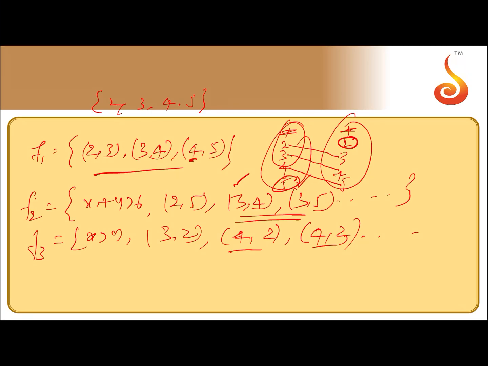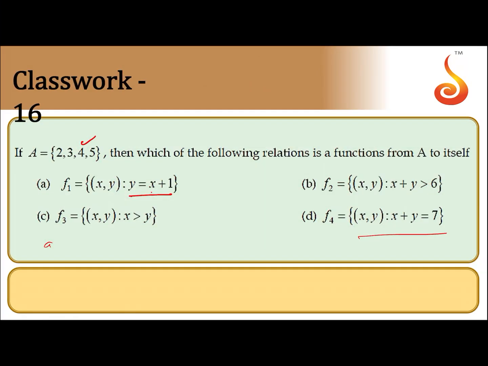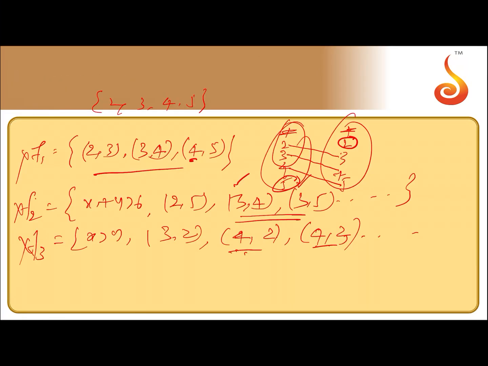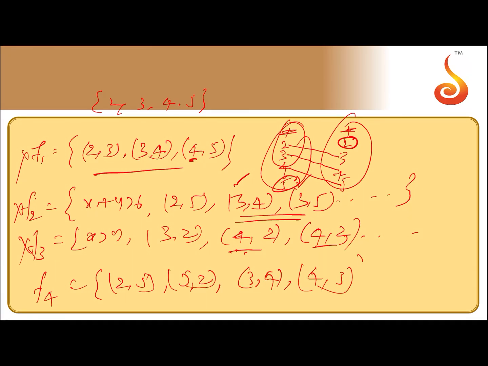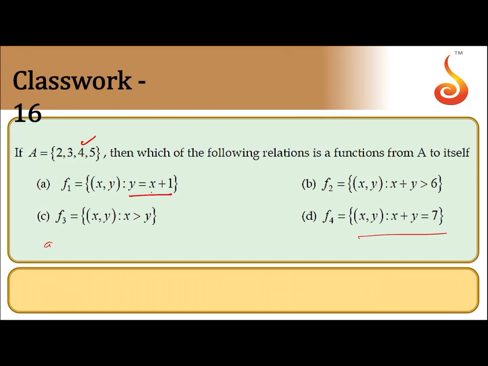Clearly you could see that two elements related with one element, a single element related with distinct elements, is not a mapping. It's not a mapping. So the only solution is the fourth one. X plus y is equal to 7, and therefore f4 is equal to 2, 5, 5, 2, and 3, 4 and 4, 3. So clearly it satisfies the condition over here.